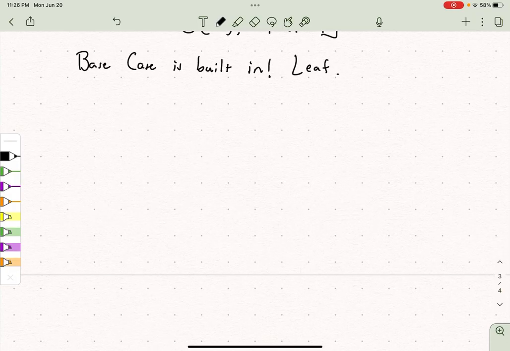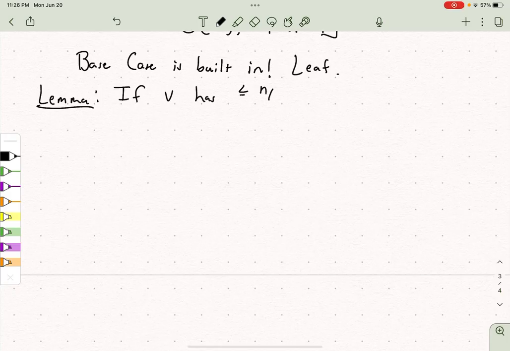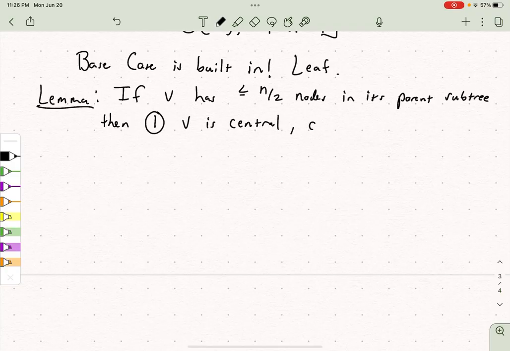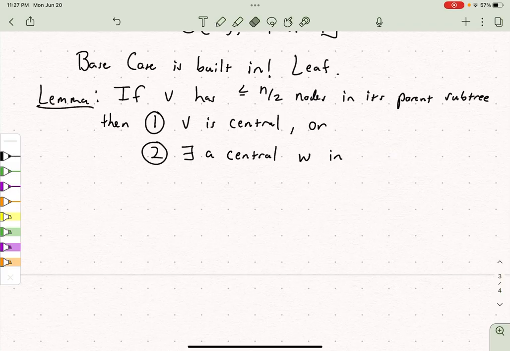So the formal proof requires a lemma that says if v has at most n over 2 nodes in its parent subtree, then either v is central or there exists a central vertex in v's subtree. Okay, and this is what we're going to prove by induction.